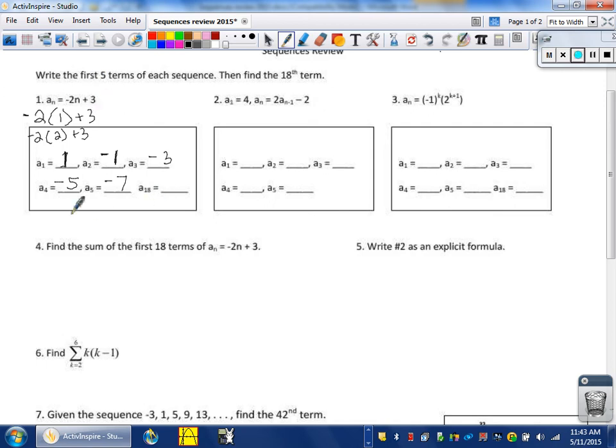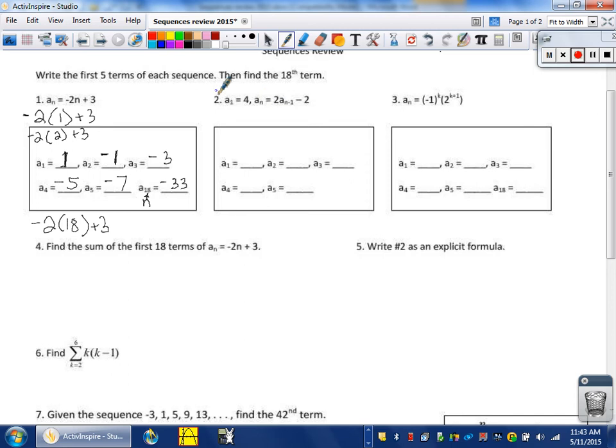But the 18th term, negative 2 times 18 plus 3, is negative 36 plus 3, which is negative 33. So if they give you a formula and it happens to be arithmetic, you can find any term simply by replacing the n value. So here's your n, your subscript, a sub n, right there, into the formula. Okay, arithmetic sequences are pretty nice and pretty redundant.